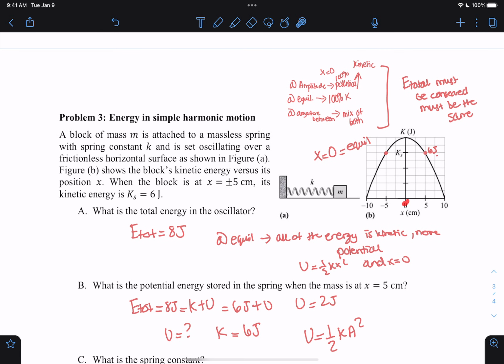At the equilibrium position, it's 100% kinetic. So if this graph shows 8 joules of kinetic energy at the equilibrium position, then 8 joules of kinetic energy just so happen to be also 8 joules total energy in the system.